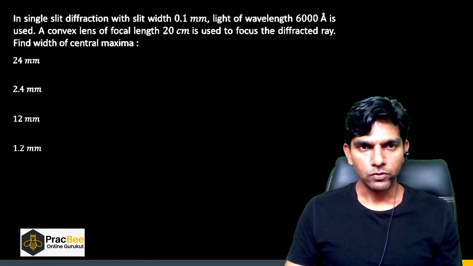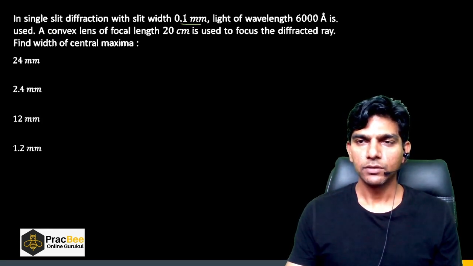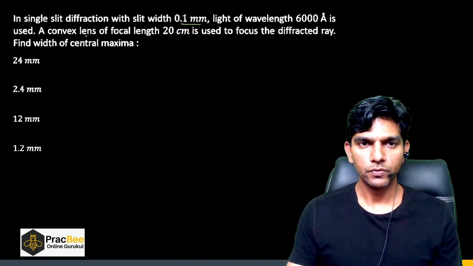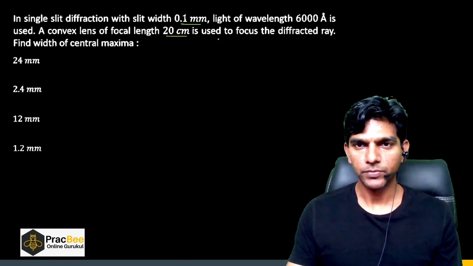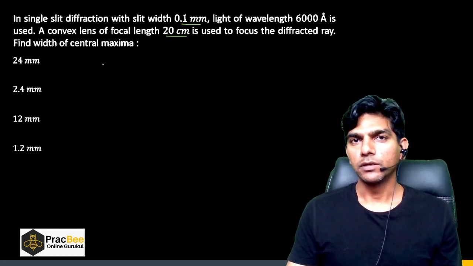The next question is from wave optics, and it is from diffraction, single slit diffraction with a slit of width 0.1 millimeter. Light of wavelength 6000 angstrom is used. A convex lens of focal length 20 centimeter is used to focus the diffracted ray. Find the width of the central maxima.